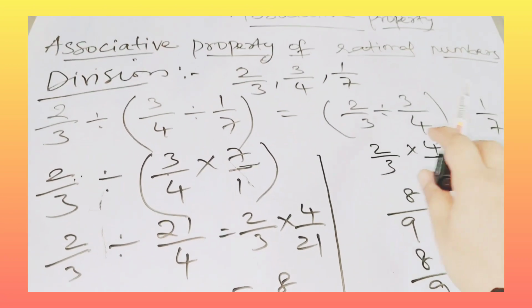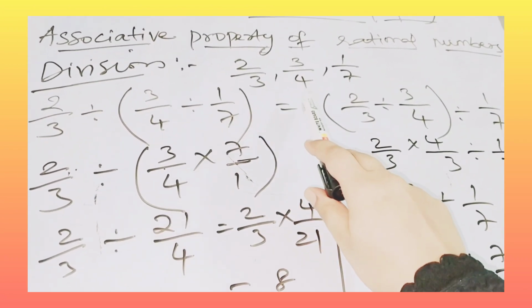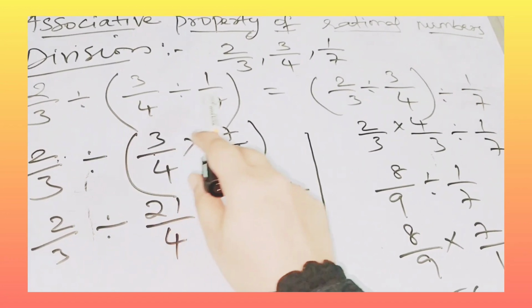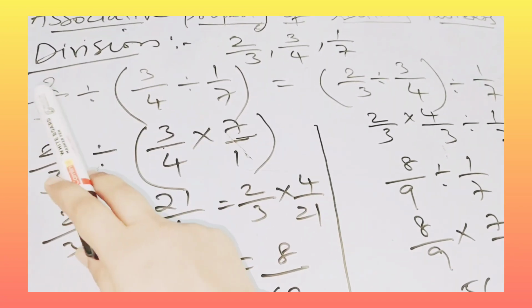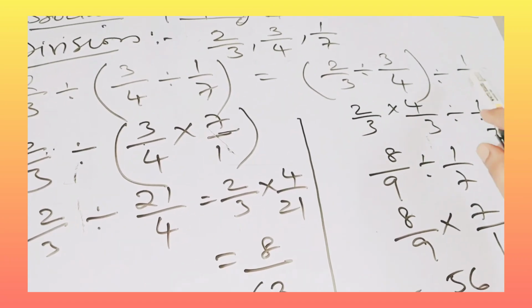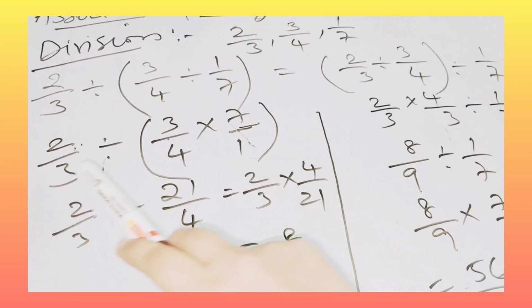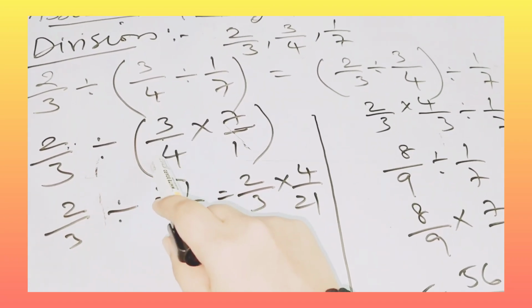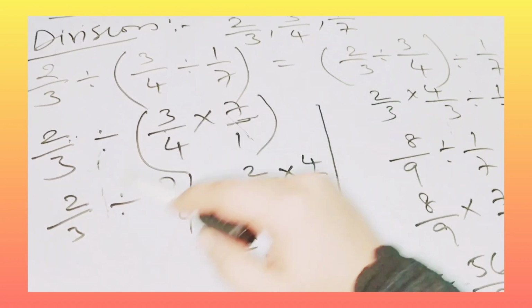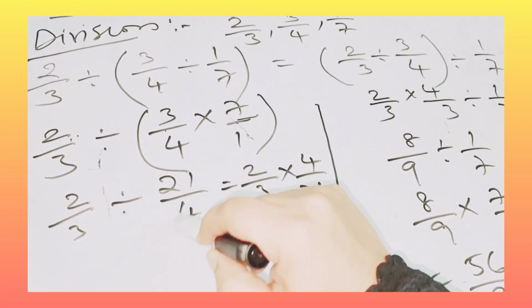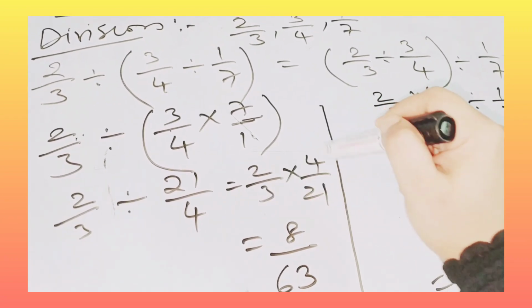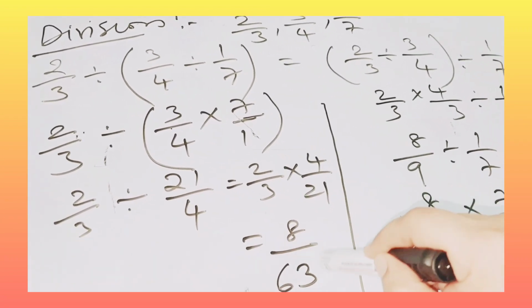Associative property of rational numbers under division. Okay, 2 by 3, 3 by 4, 1 by 7. Again we are taking 3 rational numbers. Now a divided by b divided by c. B divided by c you have to take, a you have to separate here. Here a divided by b you have to take and divided by c. Okay, c you have to separate here. 2 by 3 divided by 3 by 4 into 7 by 1, you have to invert this, 7 by 1. 2 by 3 divided by 3 7s are 21, by 4 1s are 4. Again 2 by 3 into 4 by 21. 4 2s are 8, by 21 3s are 63.